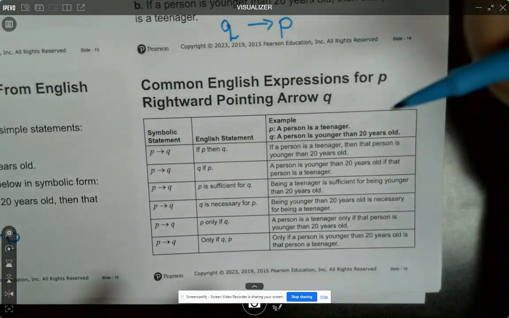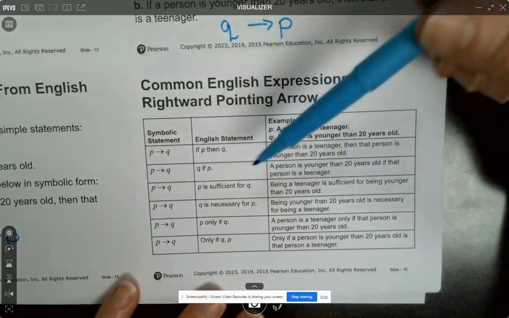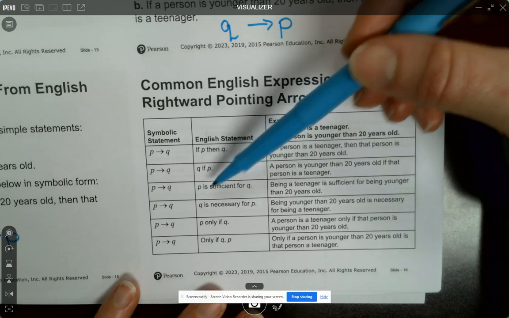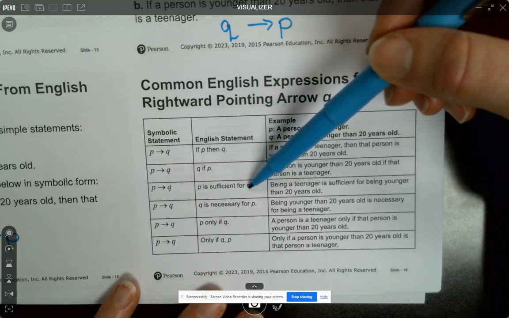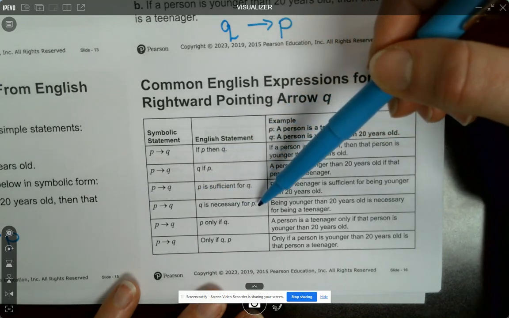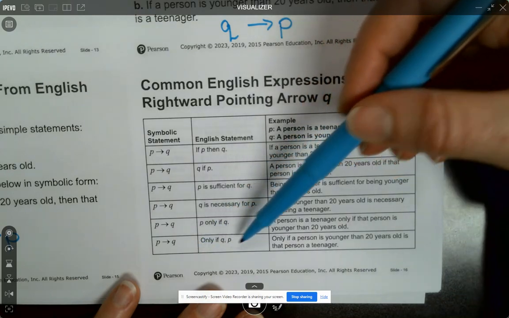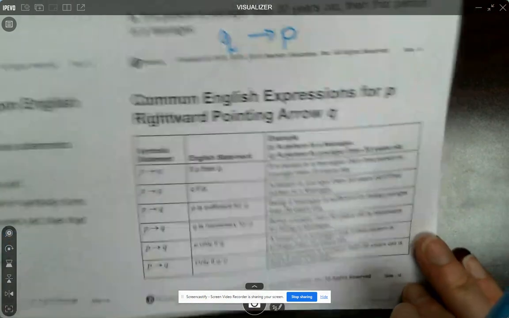Common English expressions. So we have the if-then statement. You can use: if P then Q; Q if P; P is sufficient for Q; Q is necessary for P; P only if Q. Those are the real world translations.